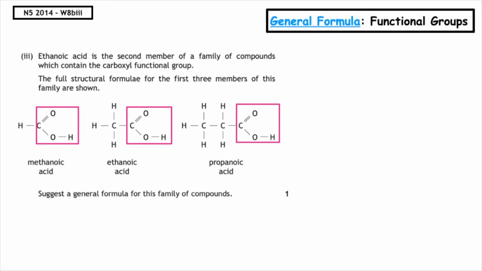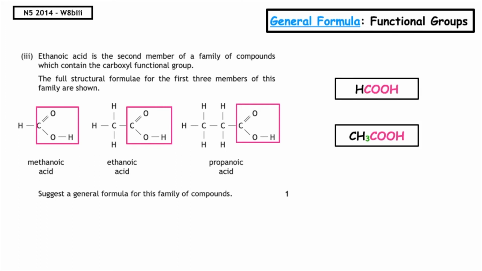This past paper question is from the National 5 2014 written 8B part 3. Ethanoic acid is the second member of a family of compounds which contain the carboxyl functional group. The full structural formulae for the first 3 members of this family are shown. Suggest the general formula for this family of compounds. So the first thing we have to do is change this into the molecular formula, making sure that we keep out the carboxyl group separately, as this is a constant with each of the organic molecules.